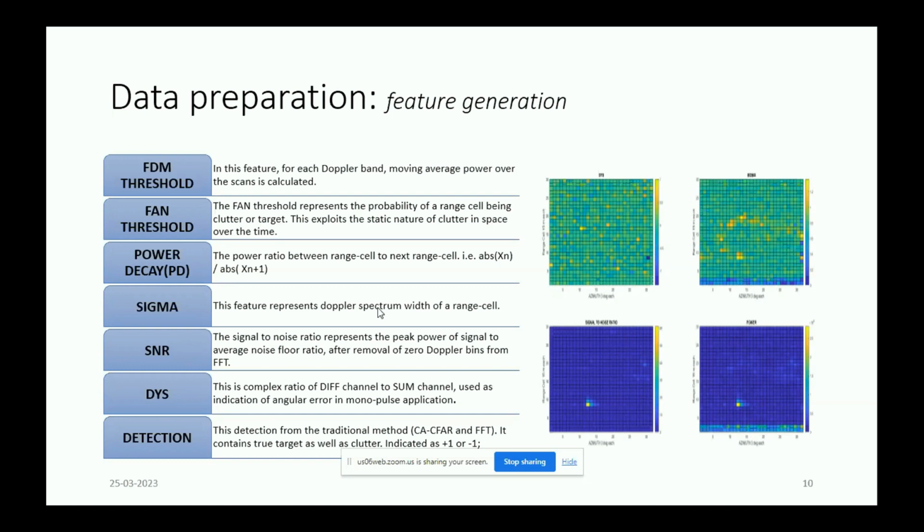Then there is a detection. In this detection, which represents the CFAR output, wherever detection is there in the 2D matrix, it will be represented as +1. Where detection is not there, that range cell is marked as -1.